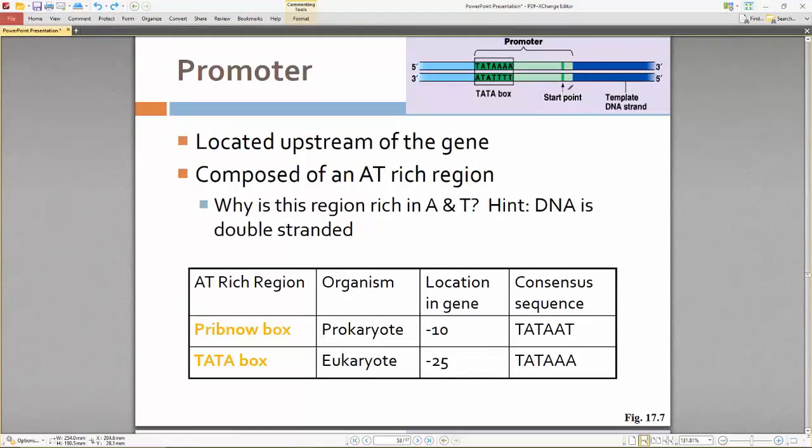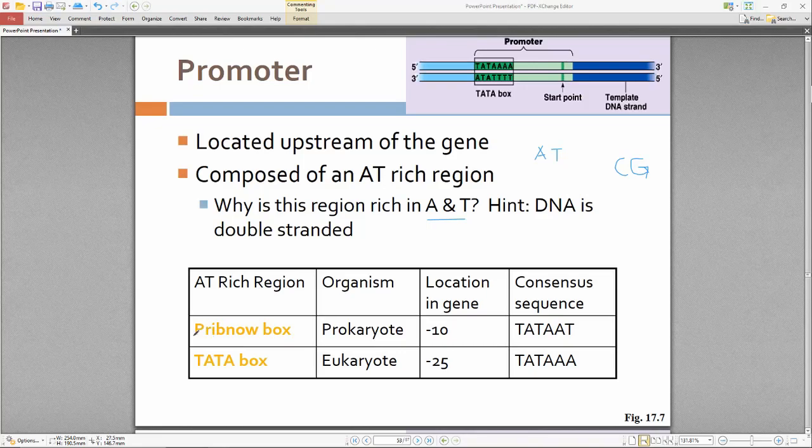So the promoter is located upstream of the gene, usually composed of an AT-rich region. Can you guys think of why A and T? AT, AT, CG. Why not CG? Any guesses? It's quite simple. Yes, exactly. AT has two hydrogen bonds, so it is easier to break. That is the exact reason.